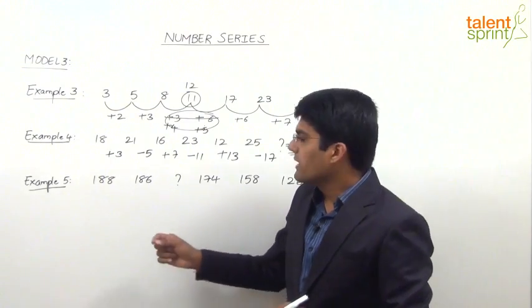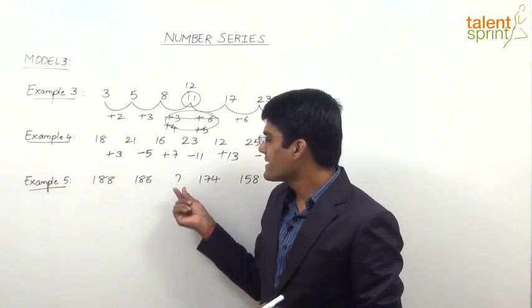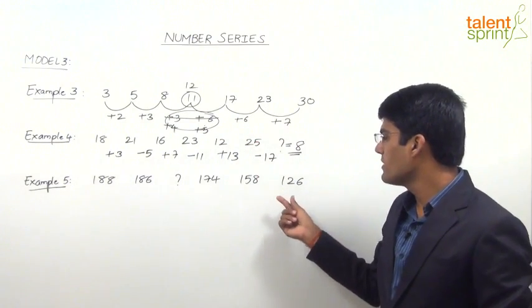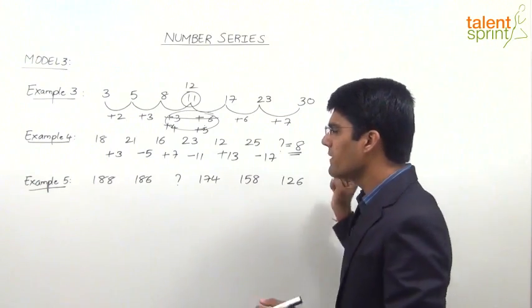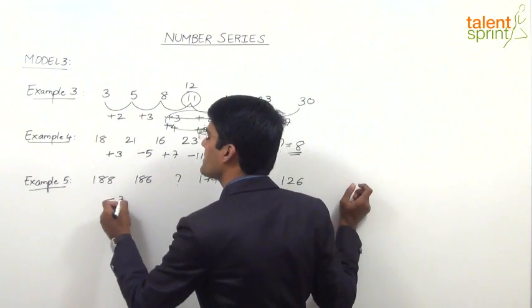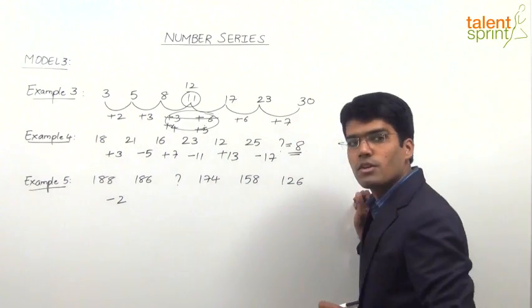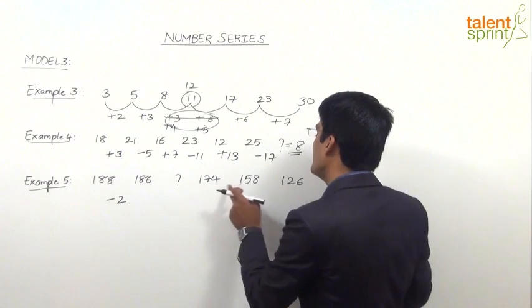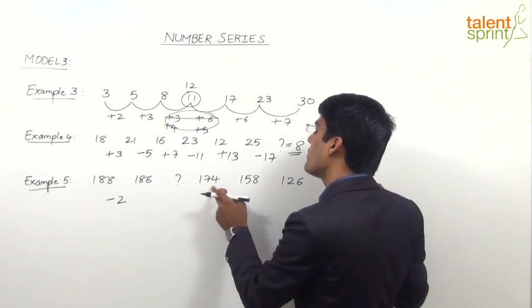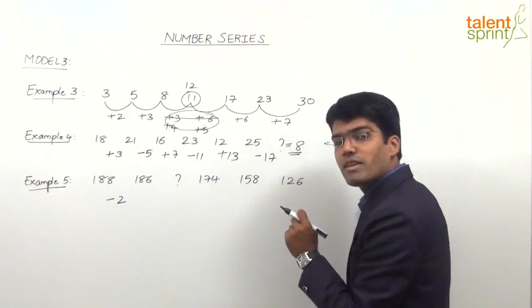Let us now take the last one here. 188, 186, question mark, 174, 158, 126. Let's go ahead with the differences. 188 minus 2 is 186. We are supposed to find out what comes in place of question mark. Let's take the differences between these numbers here. 174 minus what will give us 158?